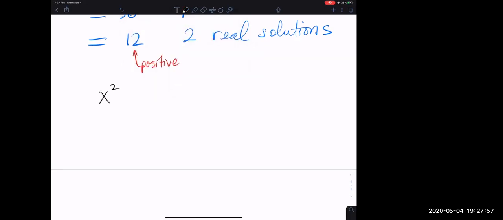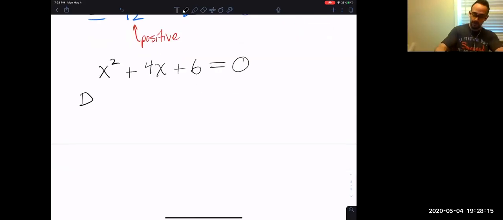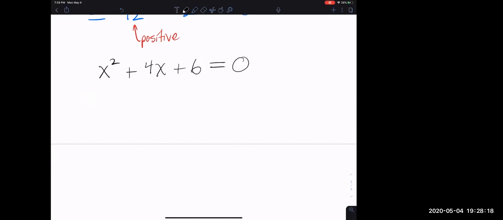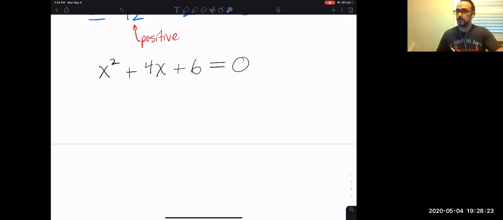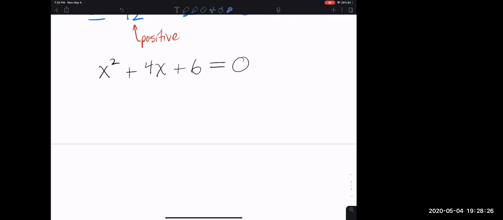X squared plus 4x plus 6 is 0. Okay. ¿Qué hacemos? So, como no tienes un negativo enfrente del coeficiente, no tienes que dividir por ningún número. Okay. Yeah, okay. I forgot already.